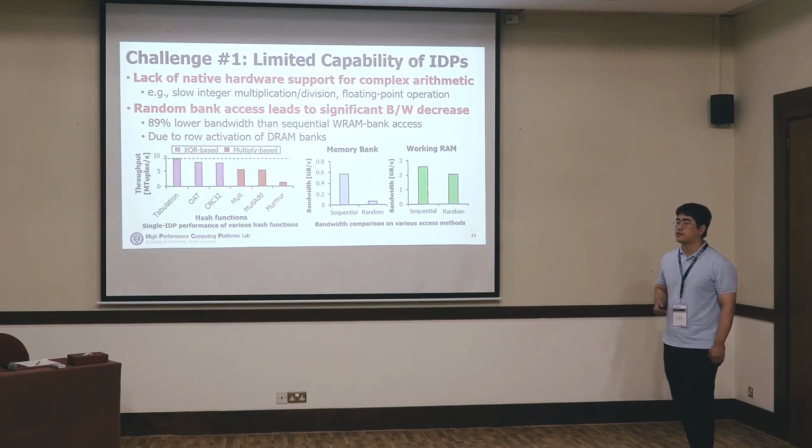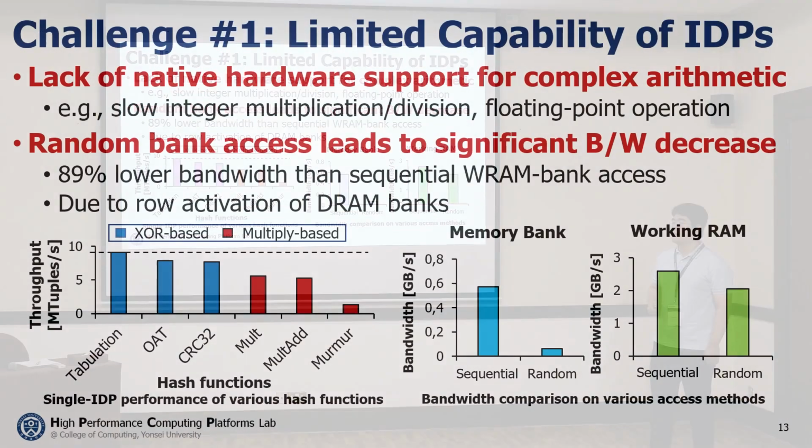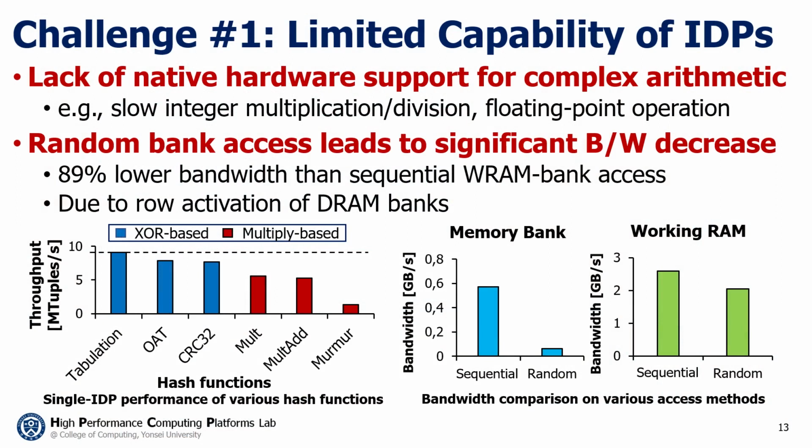So the first challenge is the limited capability of IDPs. There is a lack of native support for complex arithmetic operations, such as multiplication and modulo operation. As you can see in the figure on the left, the XOR-based hash function shows 7 times higher hash throughput compared to the Murmur hash, because the XOR-based hash is constructed with XOR, and the Murmur hash is based on multiply. So there is a performance gap between XOR and multiply, and random access leads to significant bandwidth degradation.